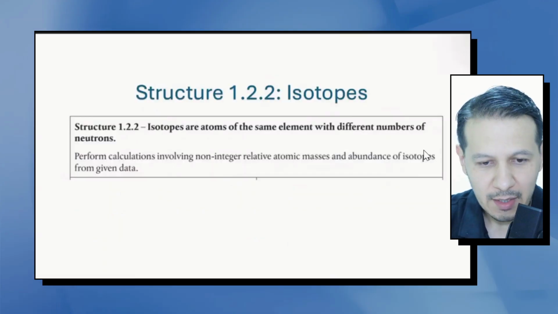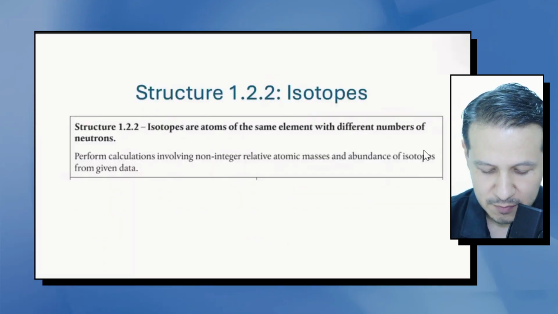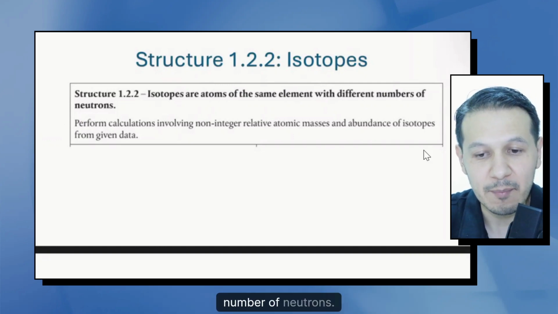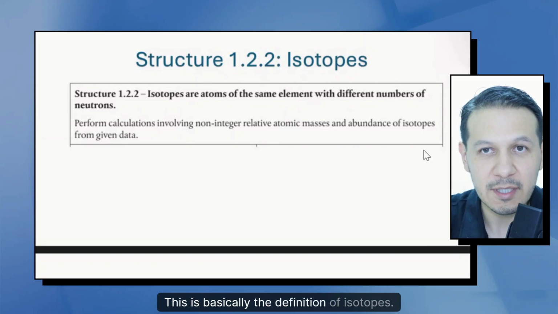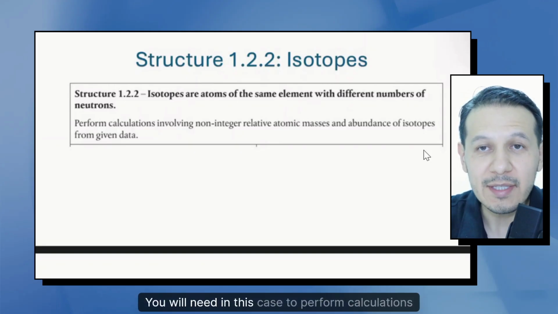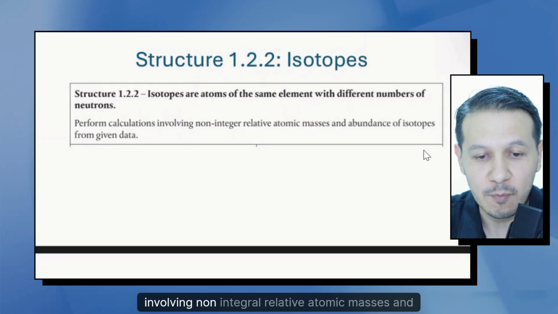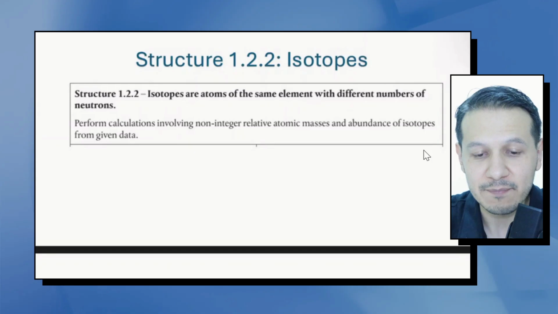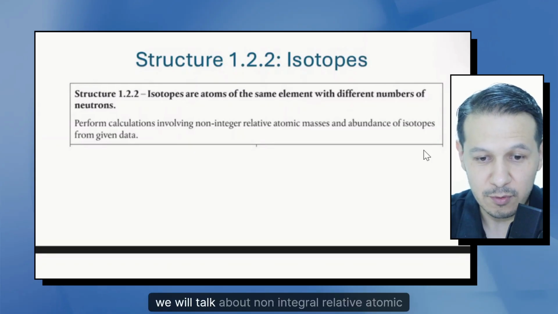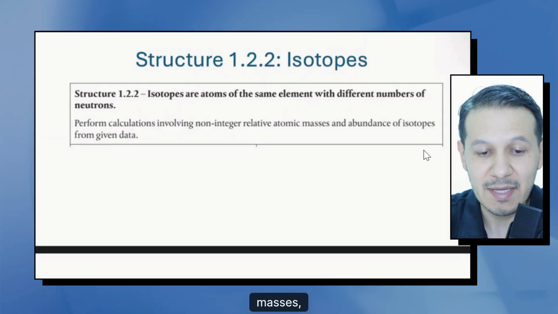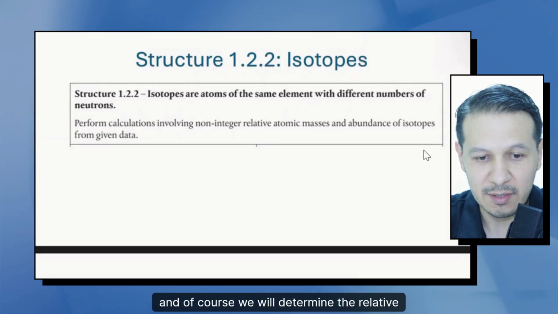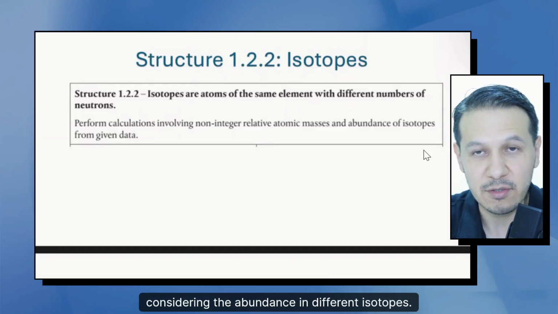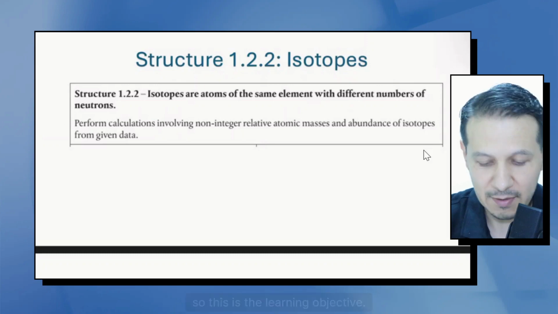Okay, let's do it. Structure 1.2.2, as I mentioned: isotopes are atoms of the same element with a different number of neutrons. This is basically the definition of isotopes. You will need to perform calculations involving non-integral relative atomic masses and abundance of isotopes from given data. So we will talk about abundance, we will talk about non-integral relative atomic masses, and of course, we will determine the relative atomic mass of an element considering the abundance of different isotopes. Okay, so this is the learning objective. I will explain this now.